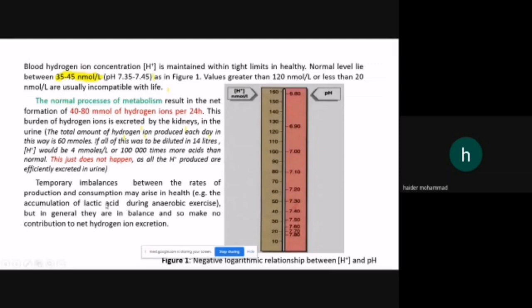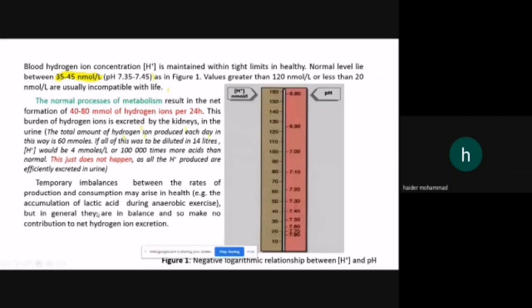For instance, accumulation of lactic acid during anaerobic exercise. A person who exercises develops a deficiency of oxygen, and therefore pyruvic acid is not converted to acetyl CoA to enter the citric acid cycle and give us energy, so it is converted to lactic acid. Lactic acid means lactate plus hydrogen ions. Okay, these are temporary imbalances. In general they are in balance and so make no contribution to net hydrogen ion excretion.